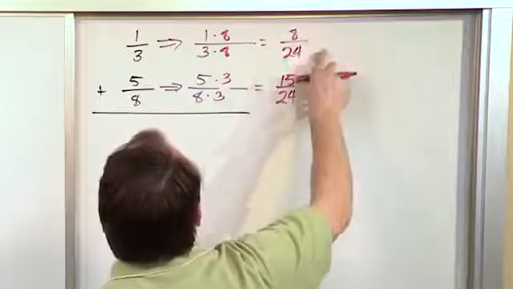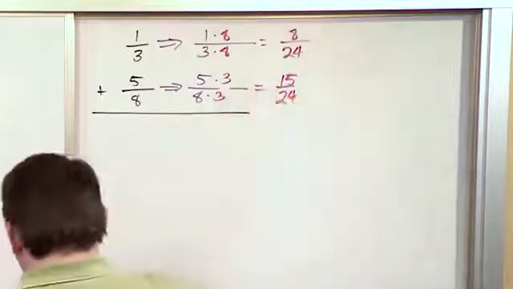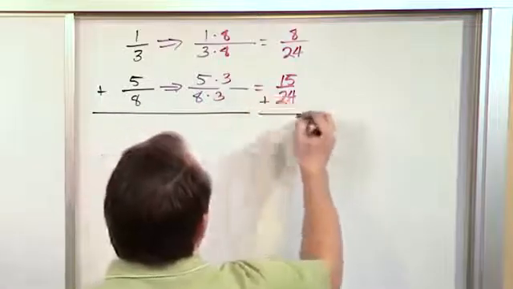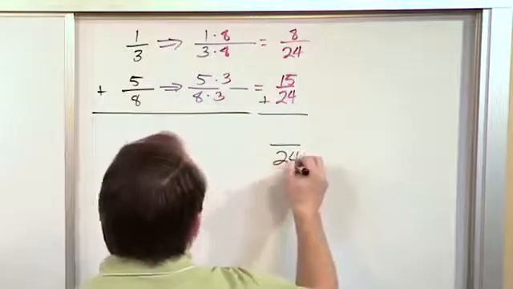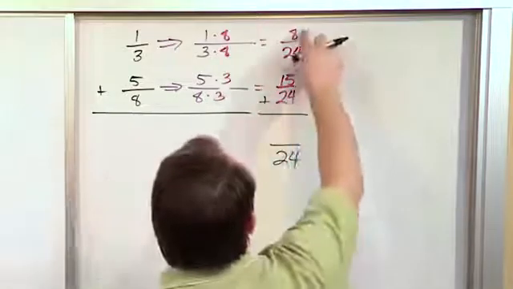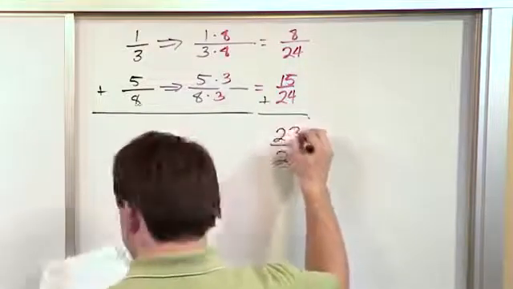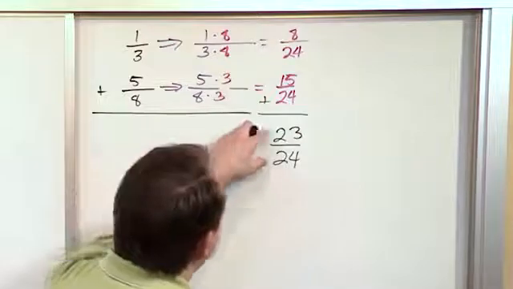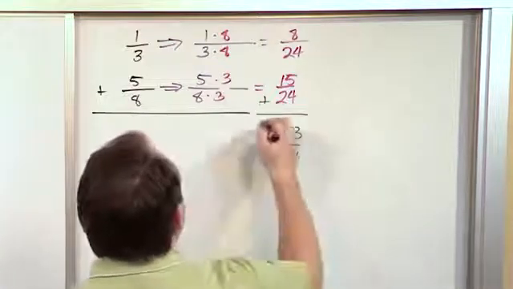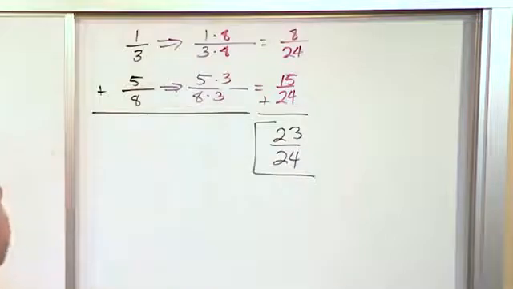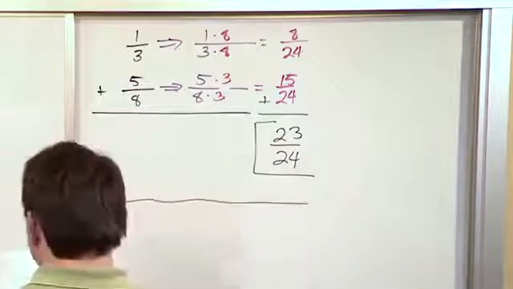Now I have two fractions, both with the same common denominator. So I add them together. I get a 24 in the bottom, I just retain it, and I add this guy. 15 plus 8 is 23. And I have 23 out of 24 slices of pizza. I cannot simplify that any further. It's not improper, and that's the final answer, 23 out of 24. All right, now let's do the very last problem here.